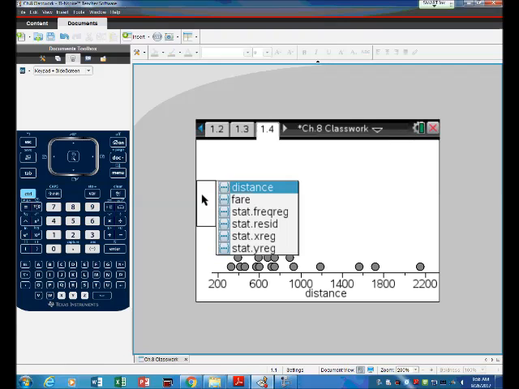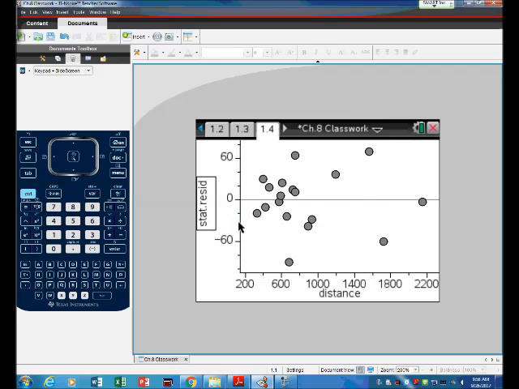The reason I check this is because if I see any type of pattern, like a fan shape, which we'll describe later on what that looks like, or a curve or a distinct curve, that would tell me that what I'm doing is not appropriate and I should stop. And as I said, we would re-express one of these variables. Okay, we would change the values. So again, you do want to check this step.